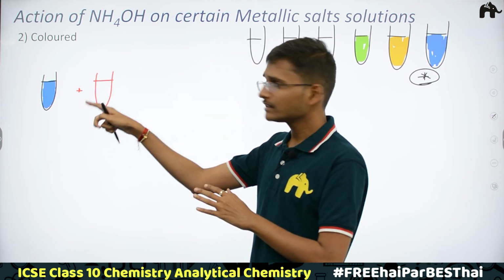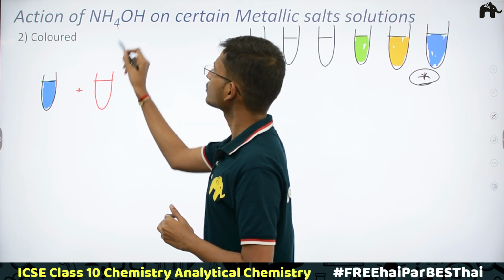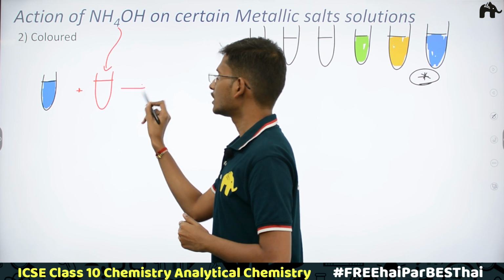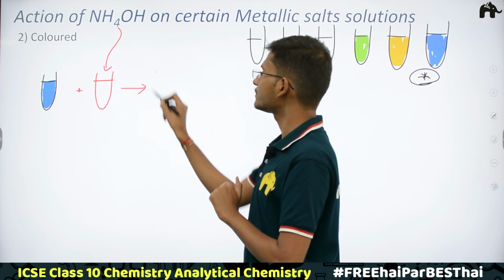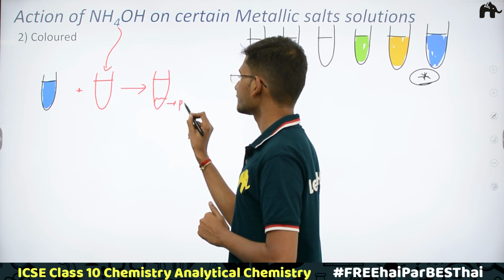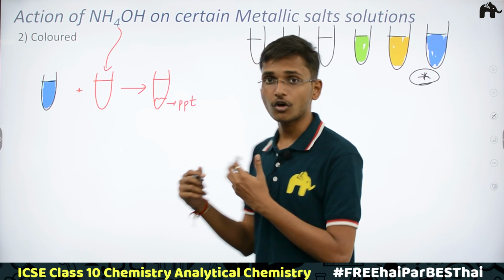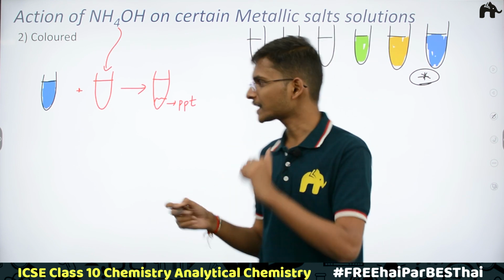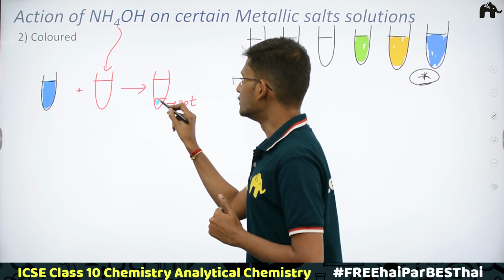We are going to add the NH4OH solution to you also, the colorless NH4OH solution, drop by drop first. And what we observe is a colorless solution with a precipitate. Now this precipitate is of which color? You may have guessed it right. Pale blue color.